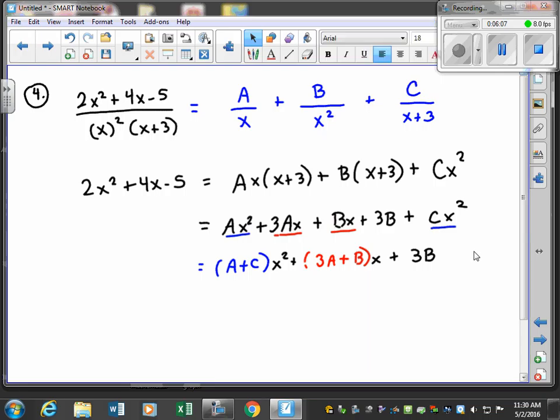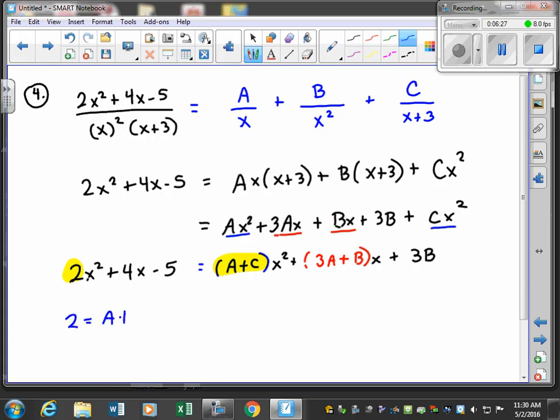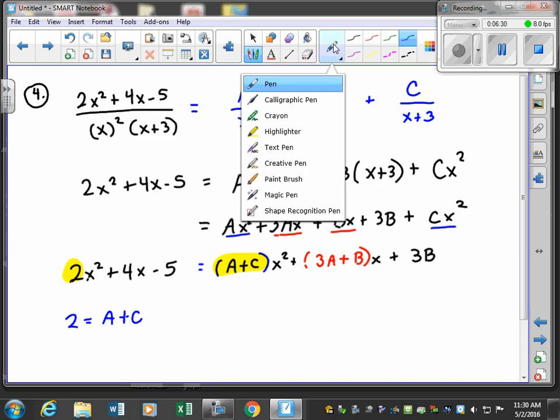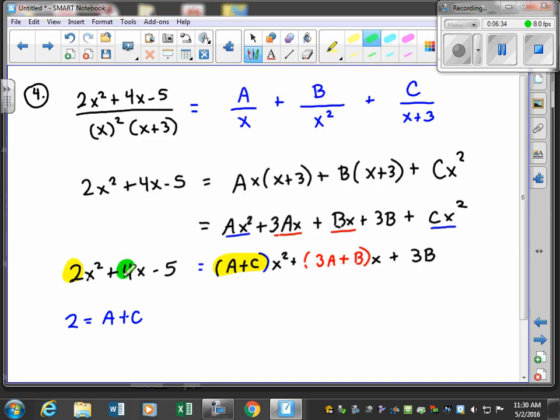Now let's drop our left hand side. So we'll have 2x squared plus 4x minus 5. Now let's go ahead and get a highlighter out. Let's do yellow first. The x squared term is going to be this, so I will say 2 is equal to a plus c. Alright, let's do a different color. What about our x term? That would give us 4 is equal to 3a plus b. And then one more highlighter color here. Negative 5 is equal to 3b.